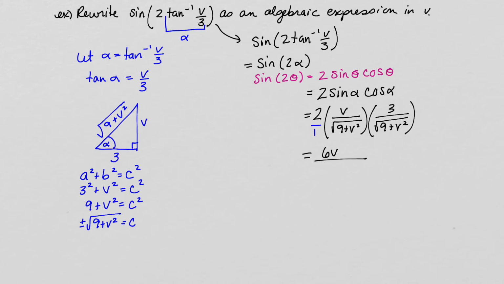Anytime, and this is just in general a little side note, anytime you have the square root of a bunch of stuff times the square root of the same stuff, the square roots basically go away, and this just leaves you with the stuff. So the square root of 9 plus v squared times the square root of 9 plus v squared is just going to be 9 plus v squared.